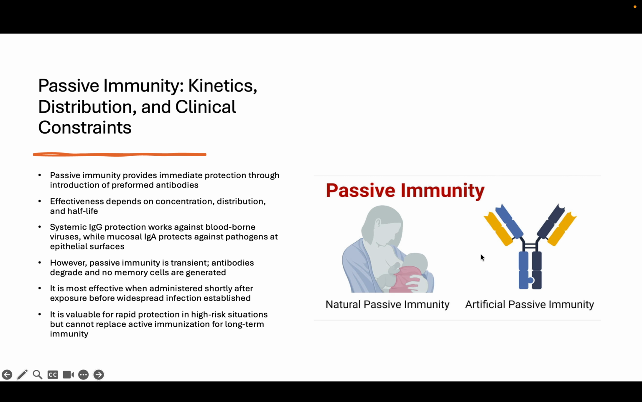But of course, with passive immunity, antibodies have a certain half-life. Specifically, IgA is gone within a couple of weeks, 2 or 3 weeks, so you need to keep supplying it. IgG, it's every 6 months. So around 6 months, you need to supply IgG again.